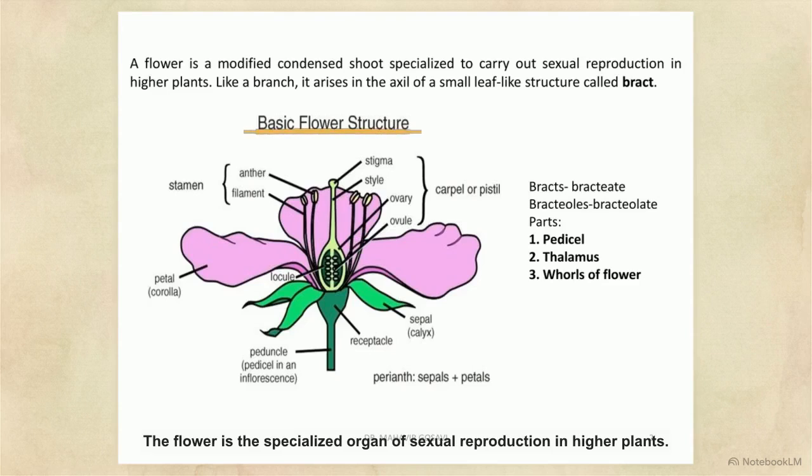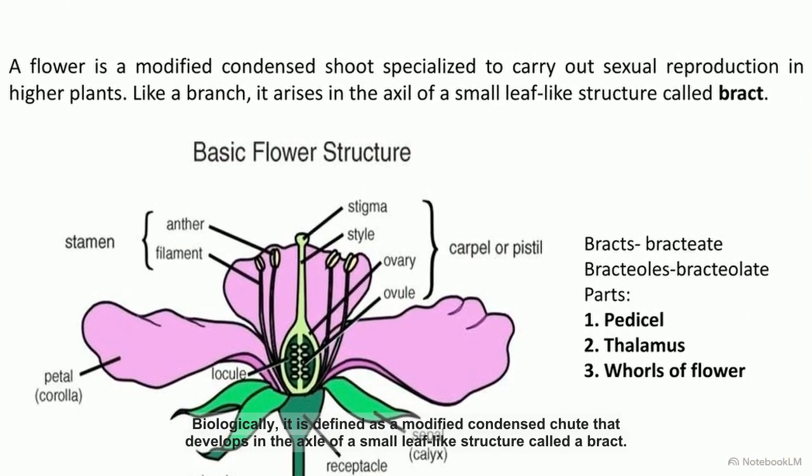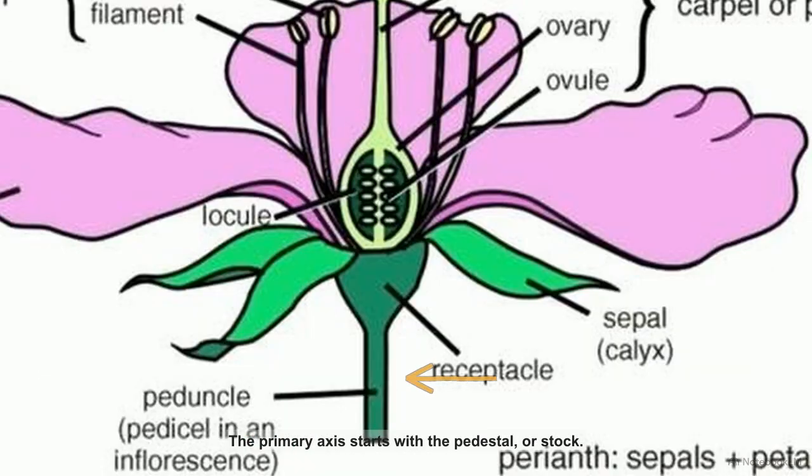The flower is the specialized organ of sexual reproduction in higher plants. Biologically, it is defined as a modified condensed shoot that develops in the axil of a small leaf-like structure called a bract. The primary axis starts with the pedicel, or stalk. The tip of this stalk is usually swollen into a base called the thalamus, or receptacle.